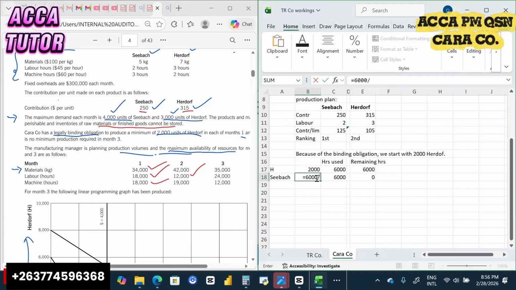For the C batch, we need 2 hours, right? We need 2 hours, but then wait.